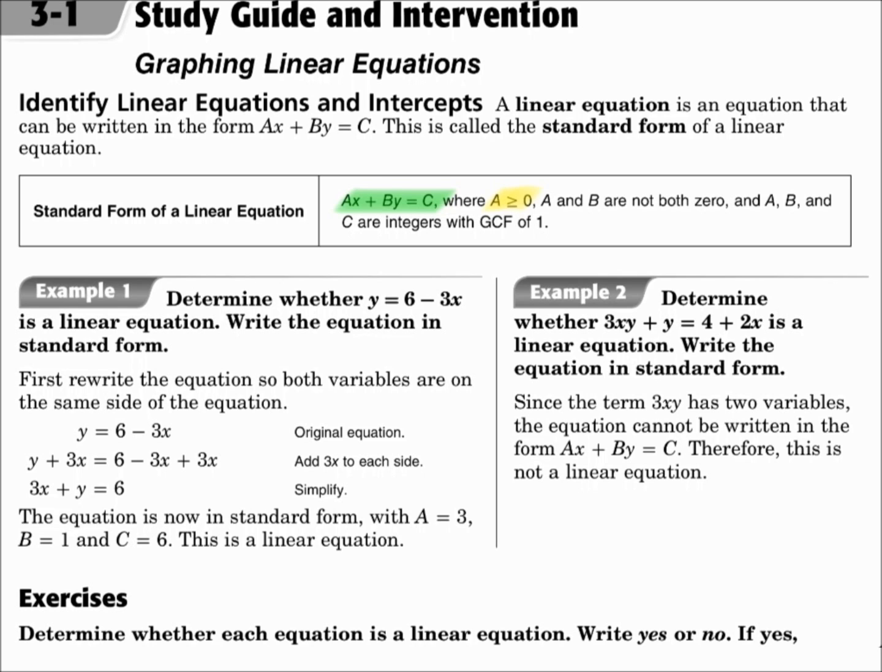A has to be positive. A and b are not both 0. That means one of them could be, but not both of them. And a, b, and c are integers with the greatest common factor of 1. So just remember, it has to be in that order. The x's, then the y's, then the equals, and then c, which is a constant number. A is positive, a and b are not both 0, and a, b, and c are all integers with no common factors.